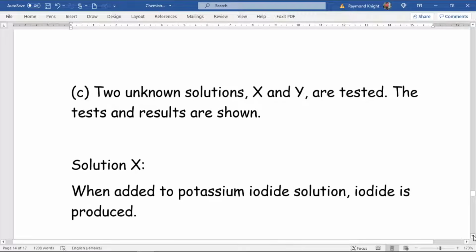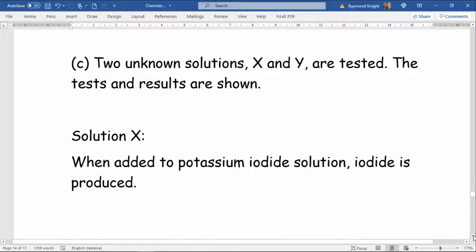And then now, here the 2 unknown solutions, X and Y, are tested. The tests and results are shown. So solution X is added to potassium iodide solution. Iodine is produced.